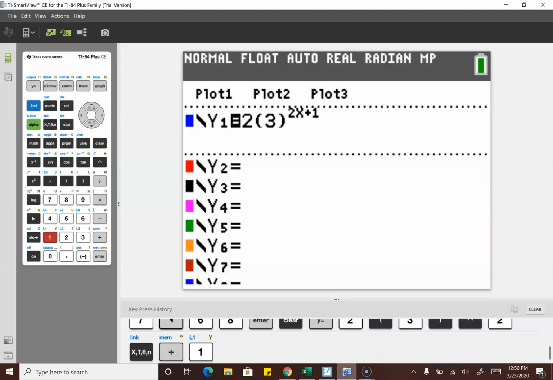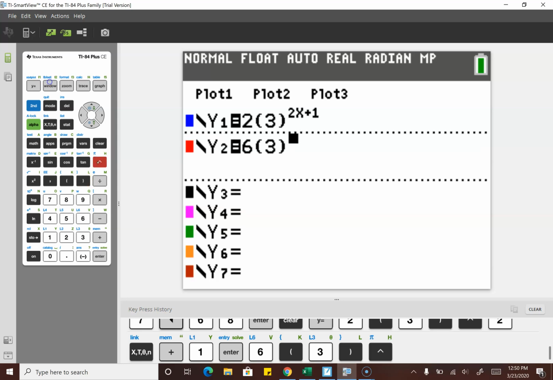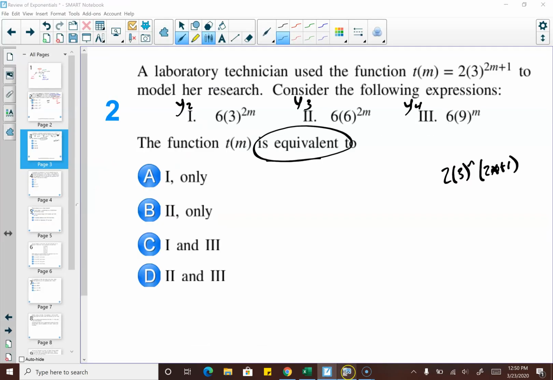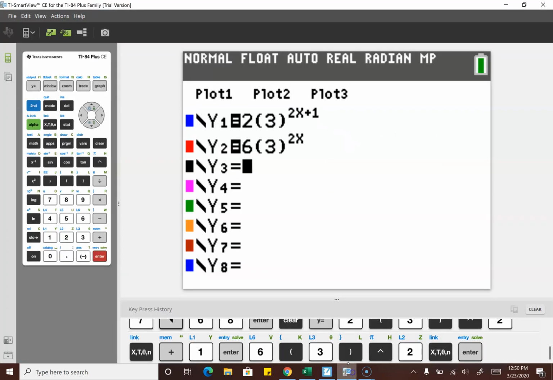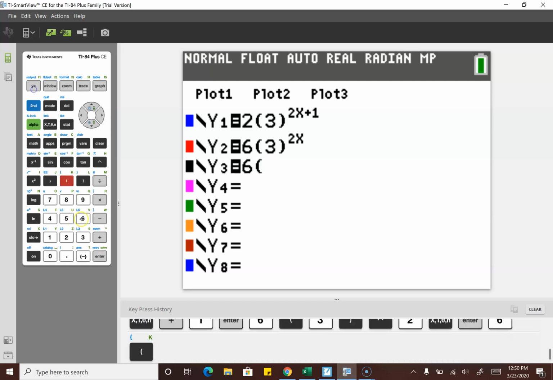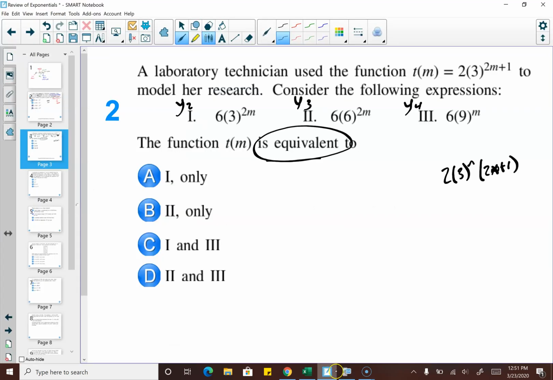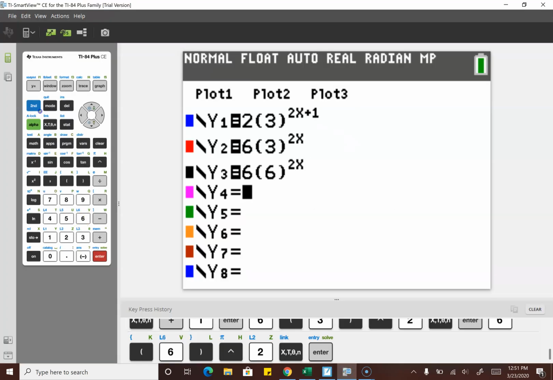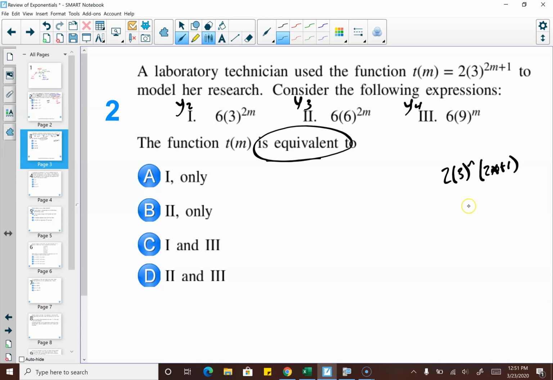It's up to you. So then we are 6 times 3 to the 2x. We are going to be 6 times 6 to the 2x. And then 6 times 9 to the x. And again, anybody with older calculators like this, just make sure your exponent is in parentheses every time, no matter what it is.